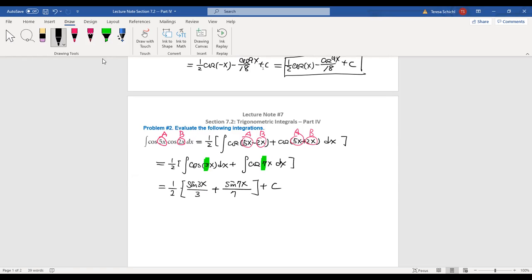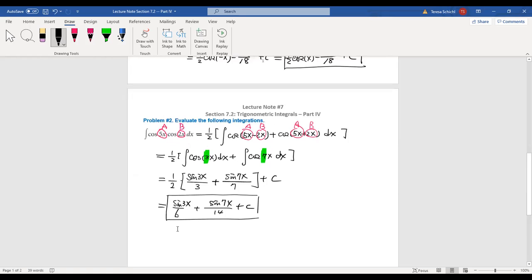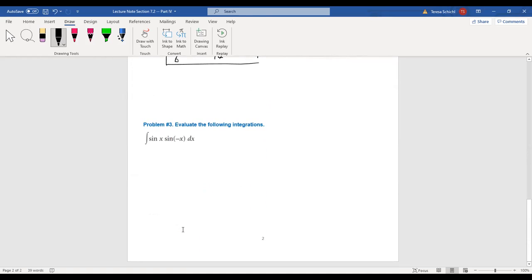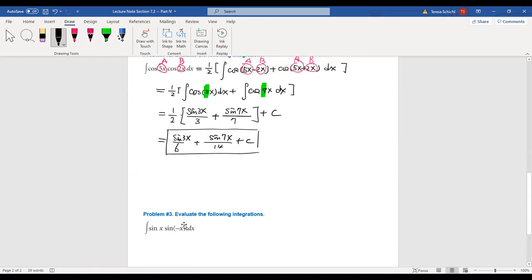All right. So now my final answer is sine 3x over 6 plus sine 7x over 14 plus c, right? All right, so it's pretty simple. For this type of integration, it's very, very easy as long as we know the formulas here. So remember that, this is a sine, right?